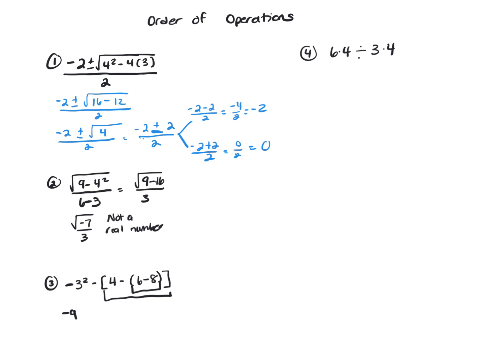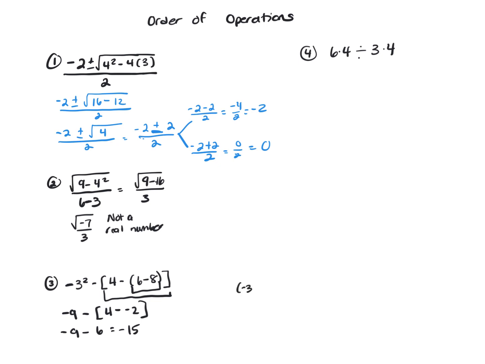That's -9 minus bracket 4. Bring down the minus. 6 minus 8 is -2. That's -9 minus 4 minus a -2 is 4 plus 2. That's a negative times a negative inside. So that gives you positive. 4 plus 2 is 6. -9 minus 6 is -15.